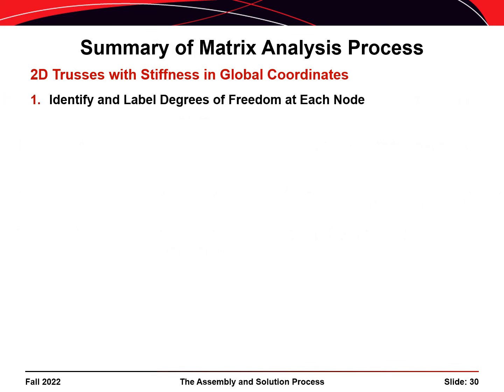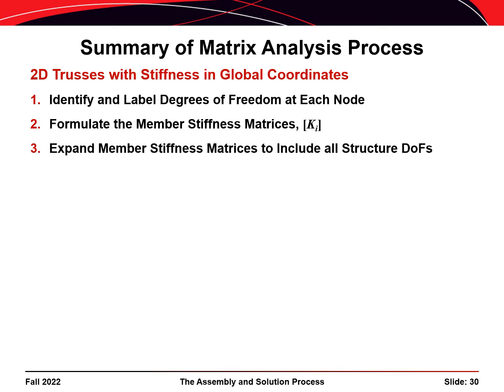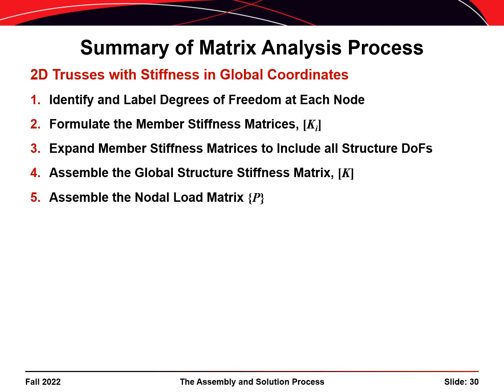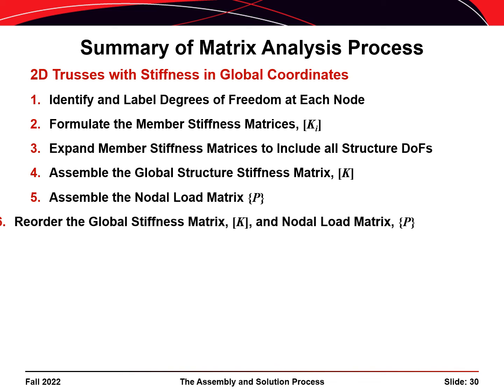To close, let's summarize the direct stiffness method as we know it so far. The first step is to identify and label degrees of freedom at each node. Then we formulate the member stiffness matrices K sub I. Next, we expand the member stiffness matrices to include all of the structure degrees of freedom. Then we assemble the global stiffness matrix K. Next, we assemble the load matrix P.